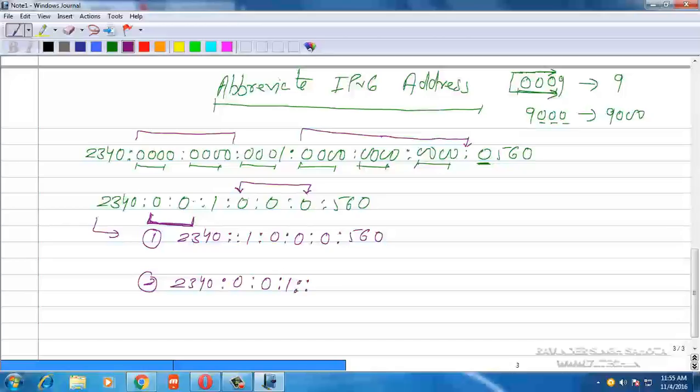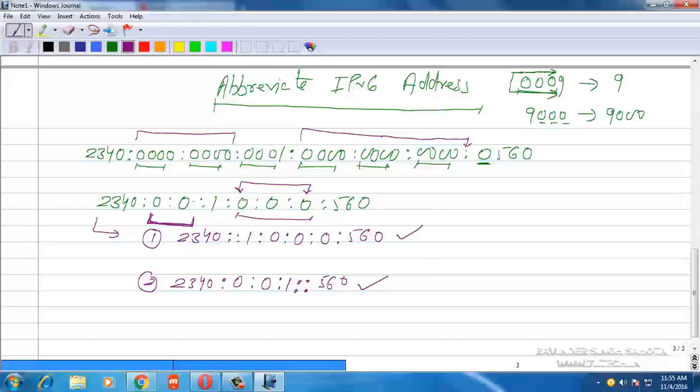We will always use a double colon, right? It is not the case that if we have say 3 quartets, then we will place 3 colons. This is not it. It does not matter whether there are 2 quartets of zeros or 3 quartets of zeros. We will always use a double colon, right? So we replace these 3 quartets with a double colon, and then the rest of the address, 560, right? So this address can be reduced in any of these two forms. This one is also correct, this one is also correct, right?